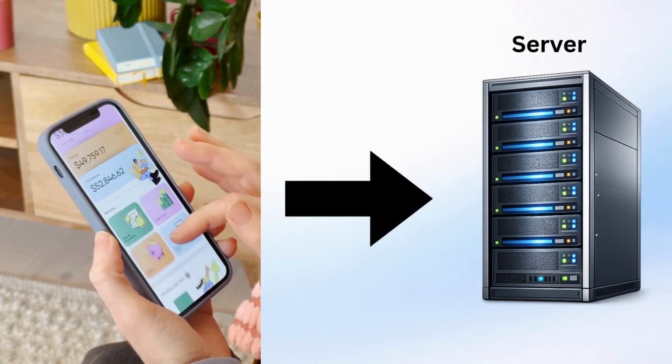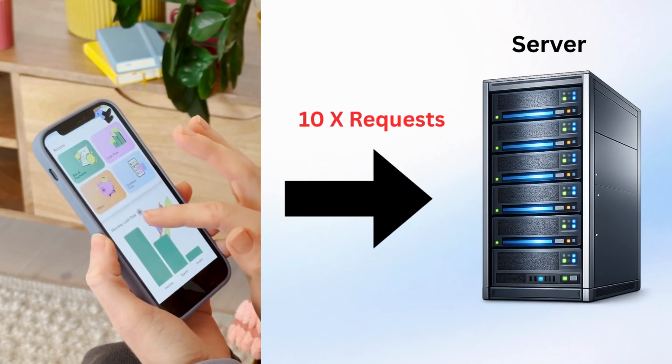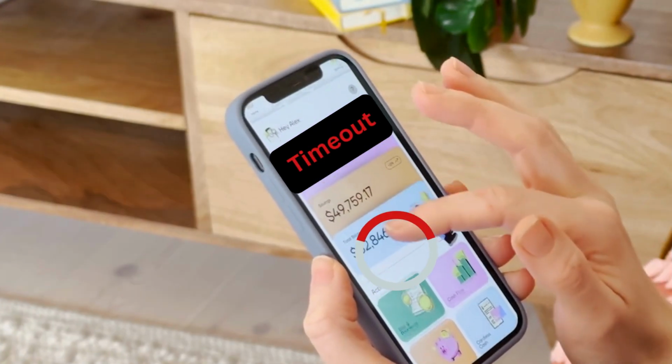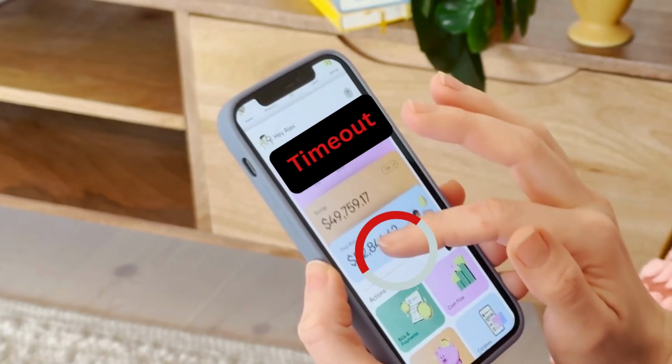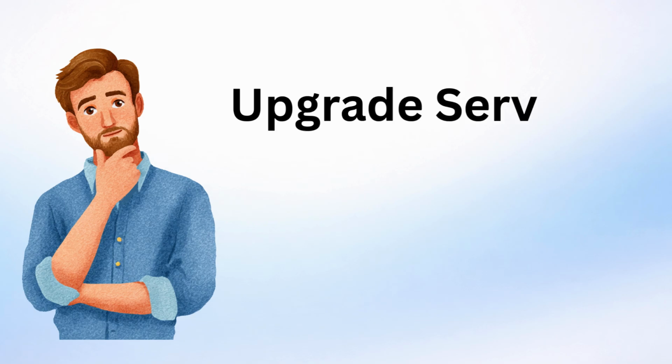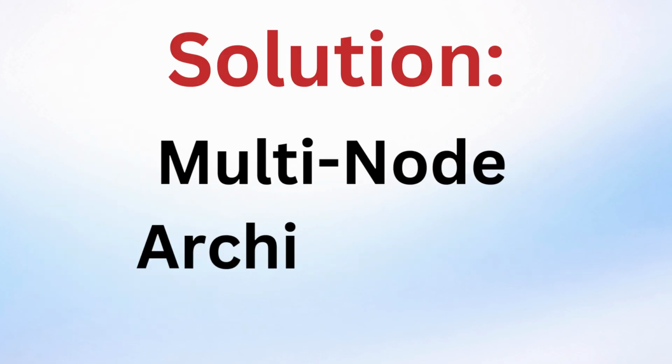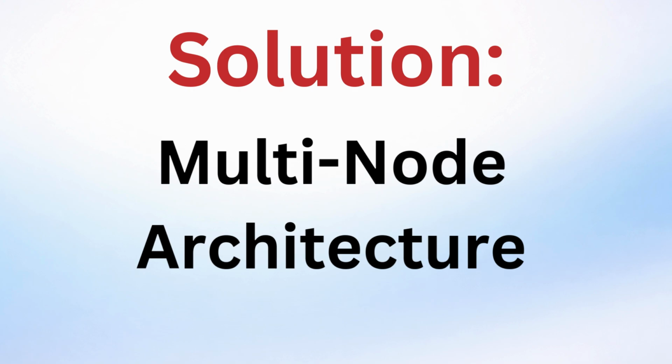Imagine your application suddenly gets 10 times more traffic. Your server CPU is maxed out. Requests start timing out. Users can't log in. At that moment, upgrading the server isn't enough. You need to scale beyond a single machine. So how do modern systems handle that? Let's look at multi-node architecture.